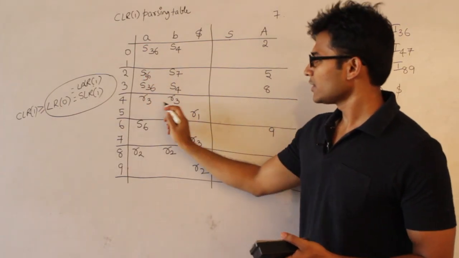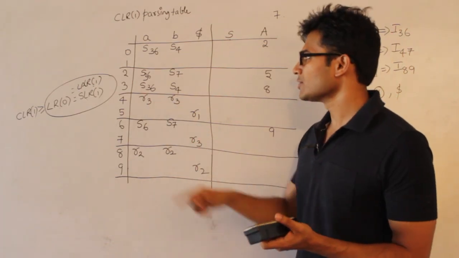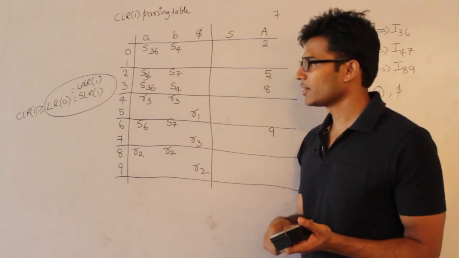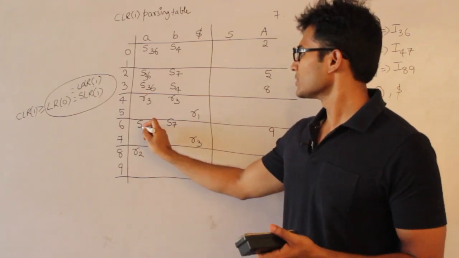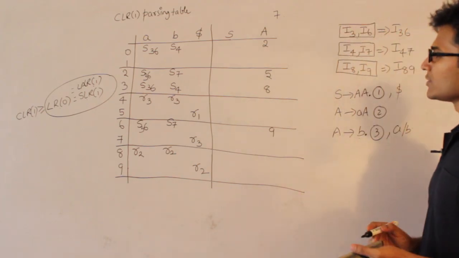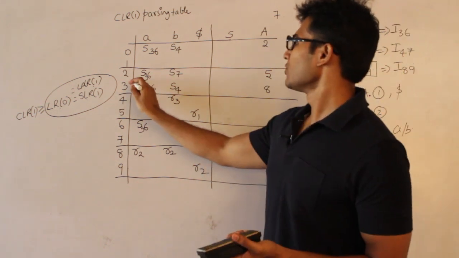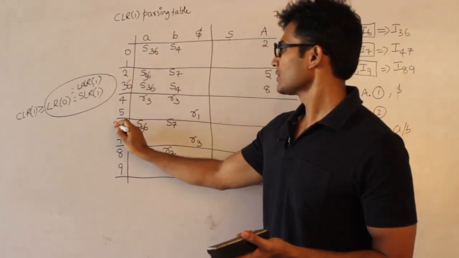I should not write R3 as 3, 6, because this reduce move is nothing but the production number, and the shift move is nothing but the state number, right? And then S 3, 6. So wherever there is 3 or 6, I am going to write it as 3, 6.